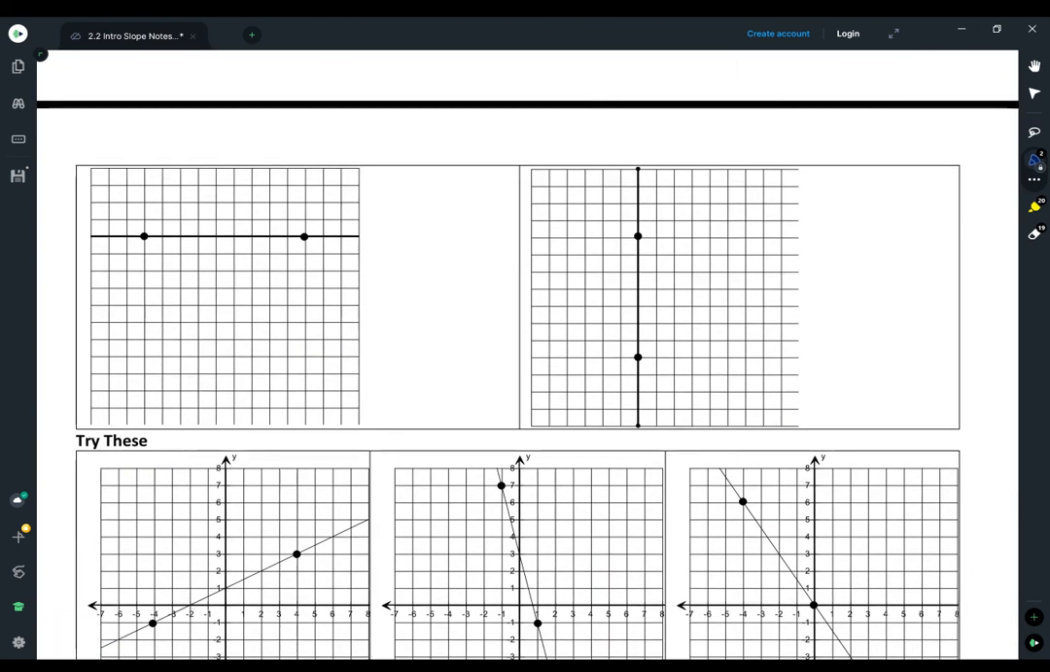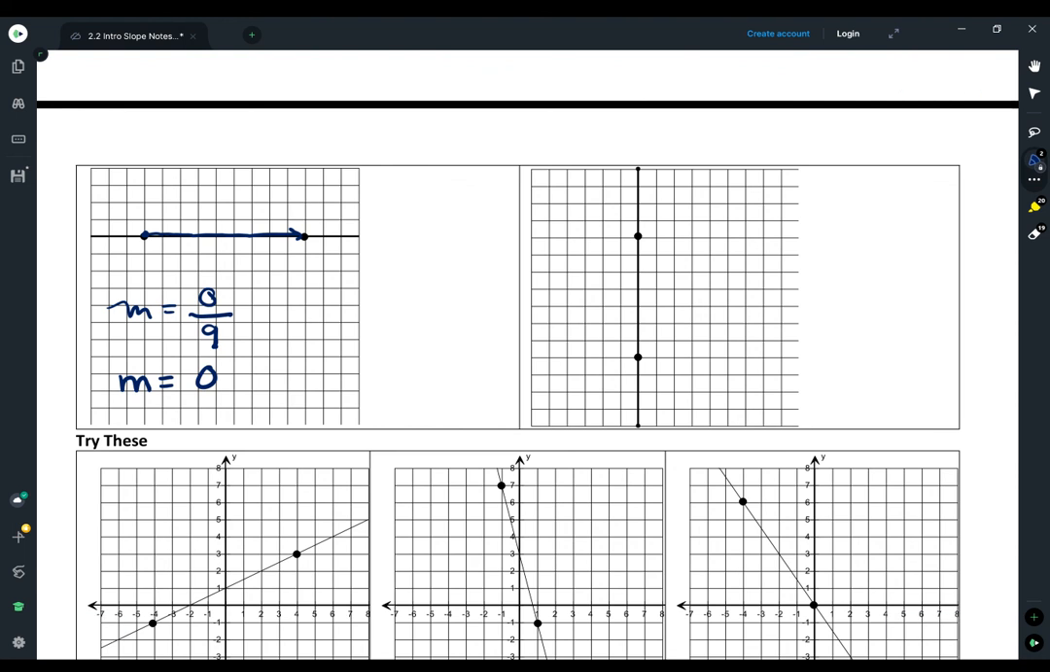On the next two, we have something a little bit weird. When I start on the left, I don't go up or down at all to get to my next point. So the slope is going to be 0 over, and then my run is 1, 2, 3, 4, 5, 6, 7, 8, 9. Whenever I take 0 and divide by anything, the answer is just 0. So the slope of this line is 0.